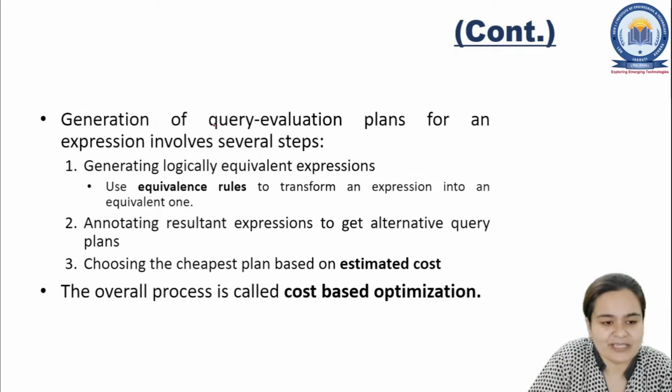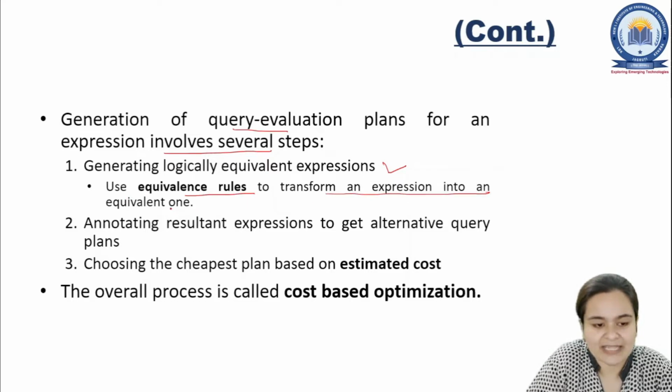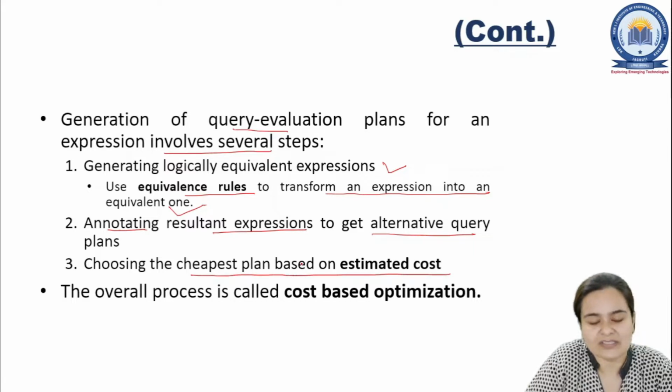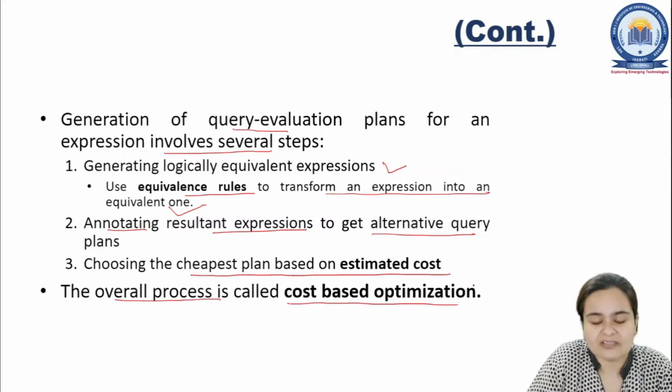The generation of a query evaluation plan for an expression involves certain steps. First, generating a logically equivalent expression, for which we use equivalence rules to transform an expression into an equivalent one. Then annotating the resultant expressions to get alternative query plans, and choosing the cheapest plan based on the cost estimate. The overall process is called cost based optimization.